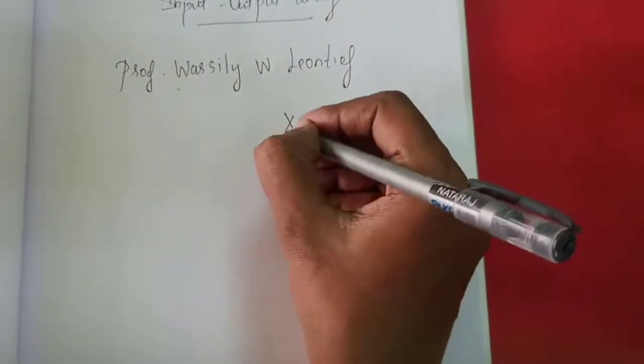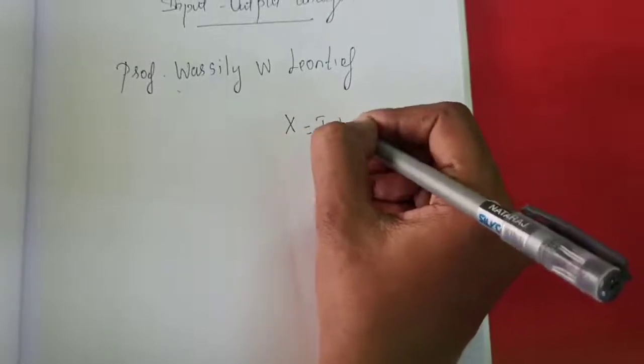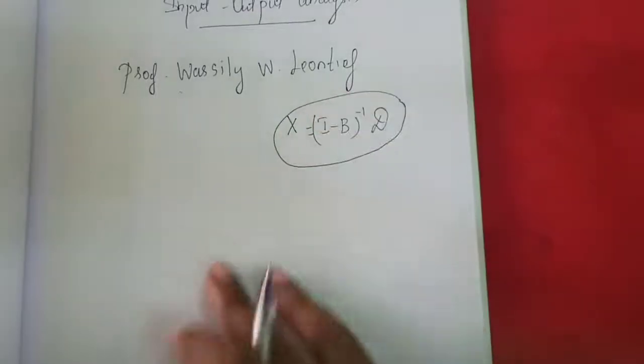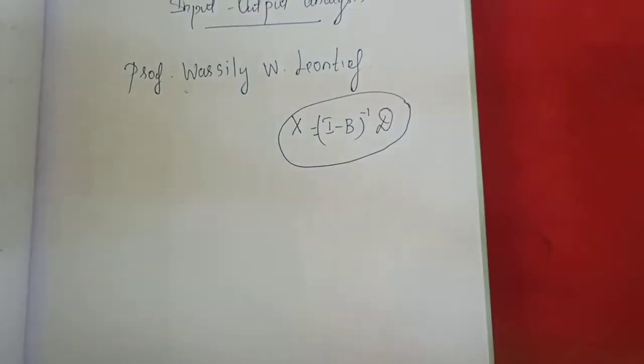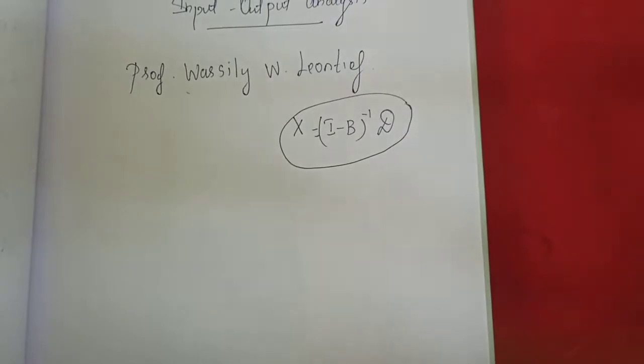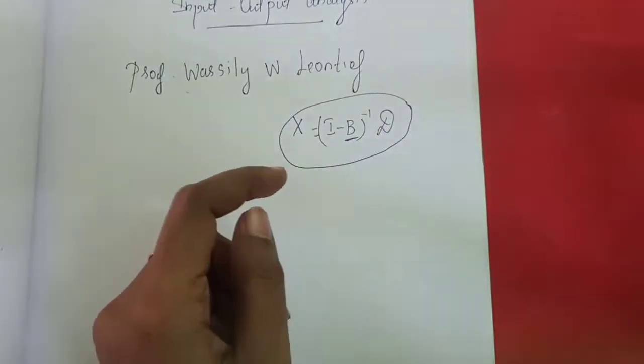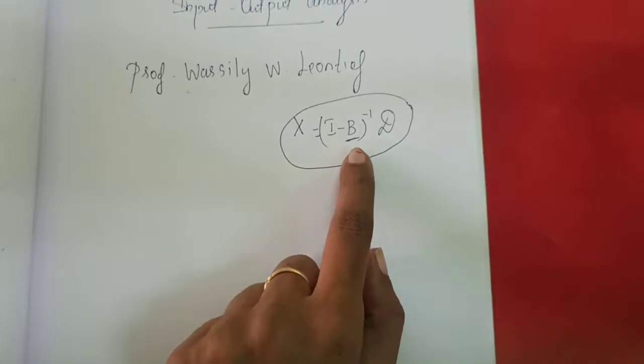Here we are going to learn one formula: X equals (I minus B) the whole inverse into D. This is the formula we are going to use here. I am not going to explain it deeply now. When we are doing the problem, I will explain. For now, just know that here B is called the technology matrix. The matrix B is called the technology matrix.